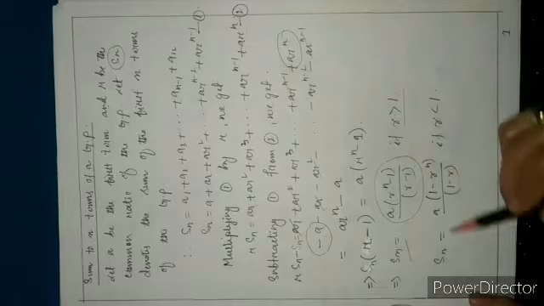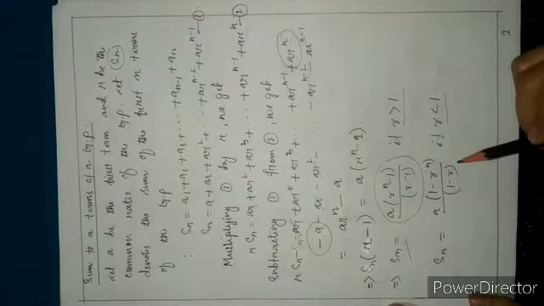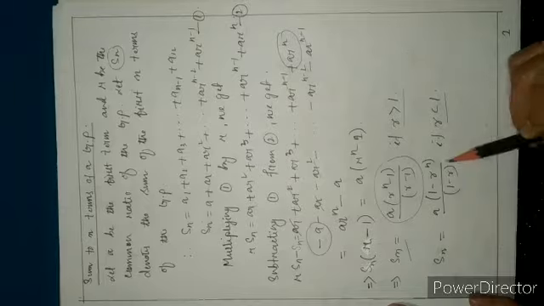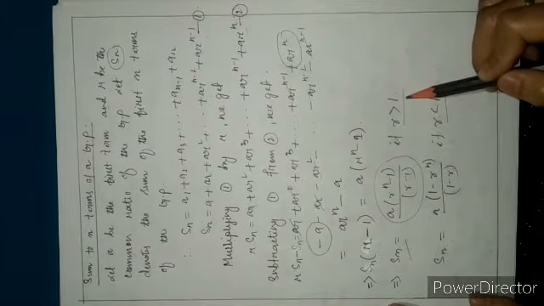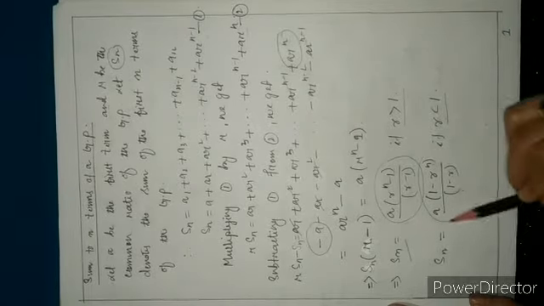Sn means the sum of the first n terms of the GP. If the common ratio r is less than 1, multiply the numerator and denominator by minus 1, then the expression for Sn becomes a(1 minus r to the power n) divided by 1 minus r. So use this formula when r is less than 1, and the earlier one when r is greater than 1.